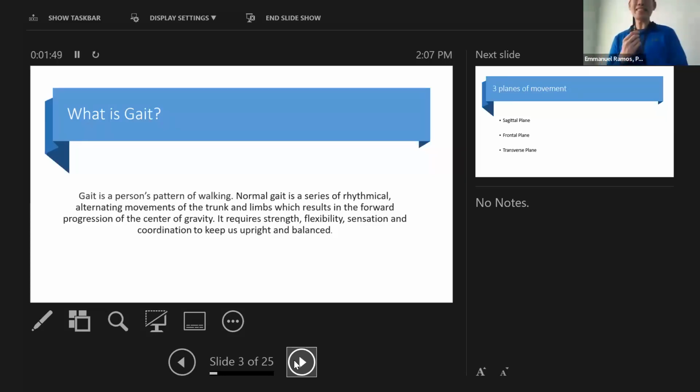Okay. What is gait? Gait is a person's pattern of walking. Normal gait is a series of rhythmical, alternating movements of the trunk and limbs, which results in a forward progression of a center of gravity. It requires strength, flexibility, sensation, and coordination to keep us upright and balanced. Gait is basically, in simple terms, the way we walk, okay?